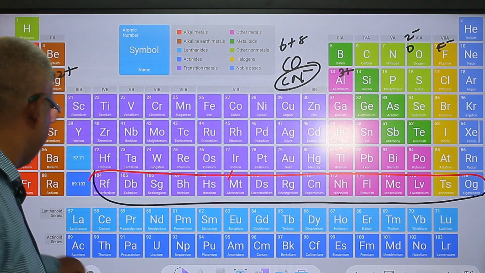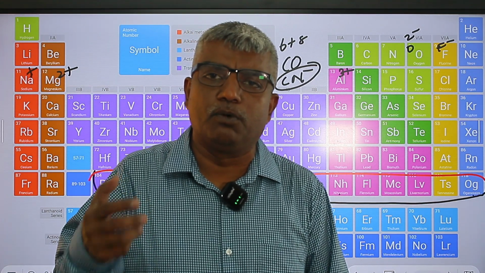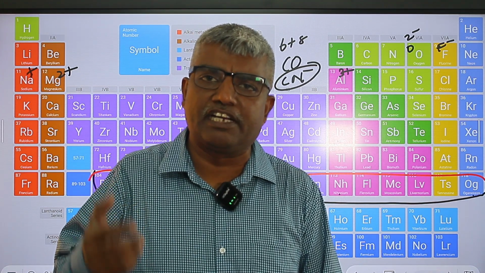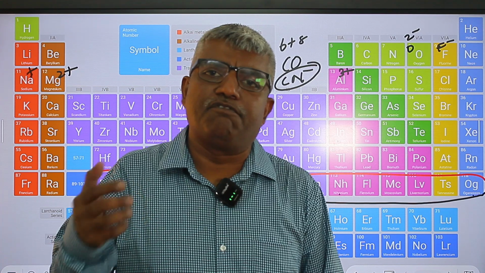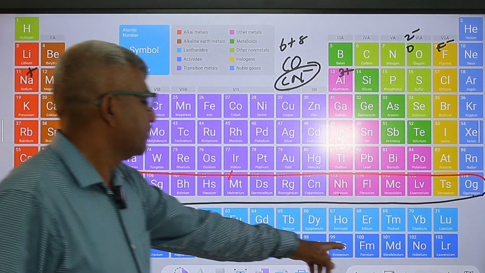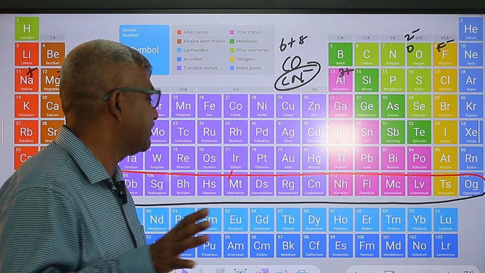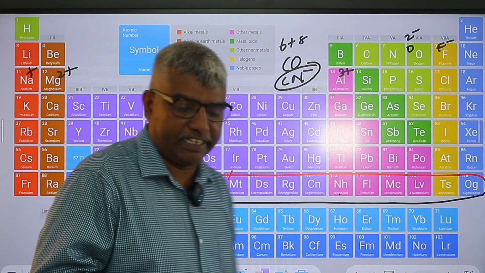Actinides: actinium, thorium, protactinium, uranium, neptunium, plutonium, americium, curium, berkelium, californium, einsteinium, fermium, mendelevium, nobelium, lawrencium. It is very simple to memorize. If you have memorized it, it will be very helpful to understand everything.